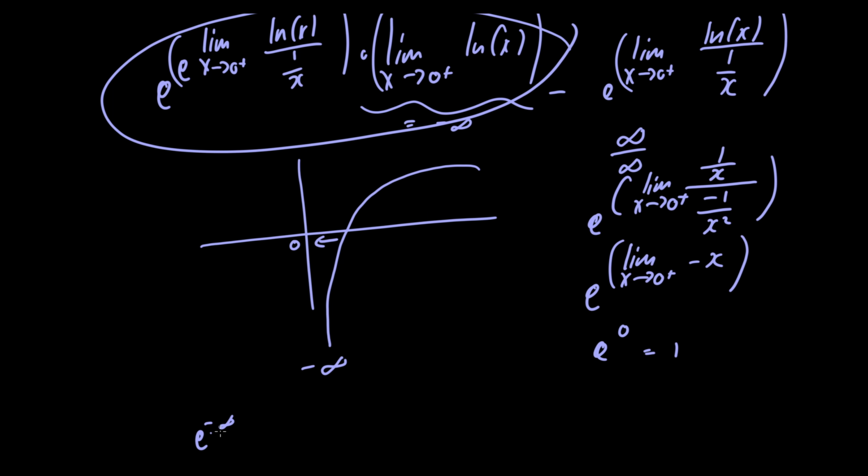So we have e raised to negative infinity minus 1. We can rewrite this as 1 over e raised to infinity, minus 1. This is just equal to 0 minus 1. So our final answer is minus 1.